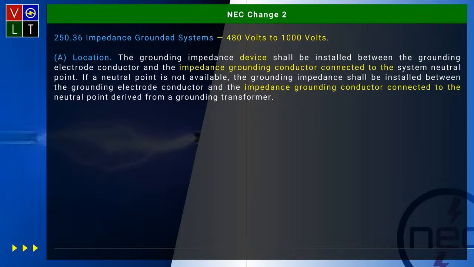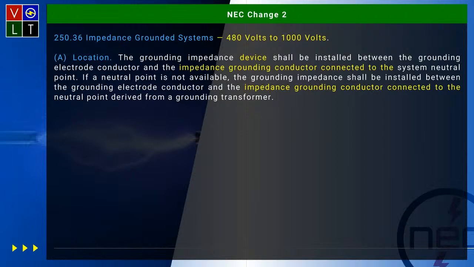And they also took here and explained when you have the grounding impedance device, they say it's required here to be installed between the grounding electrode conductor, and to make sure that this is clarified, and the impedance grounding conductor connected to the system neutral point. And then they even do it down below. They say if the neutral point is not available, the grounding impedance device here shall be installed once again between the grounding electrode conductor and the impedance grounding conductor connected to the neutral point that's derived from the grounding transformer.